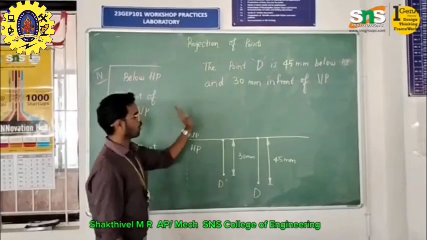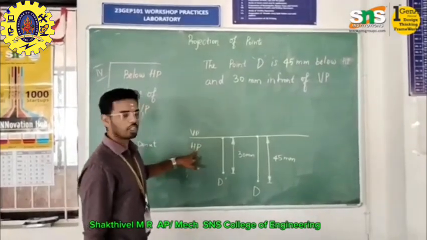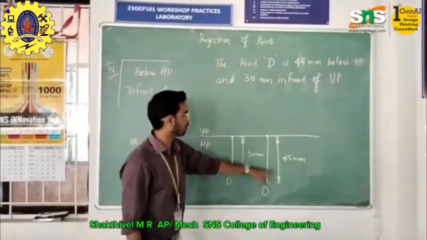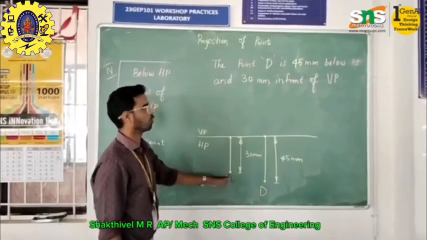So this is the fourth quadrant problem. With the common reference plane HP and VP, the point is 45 mm below HP and 30 mm in front of VP.